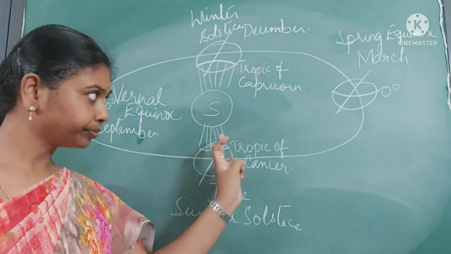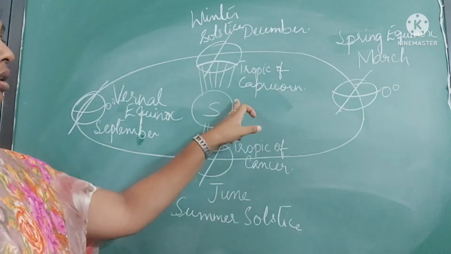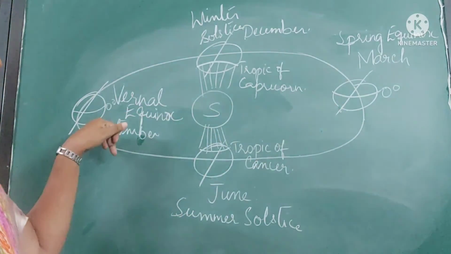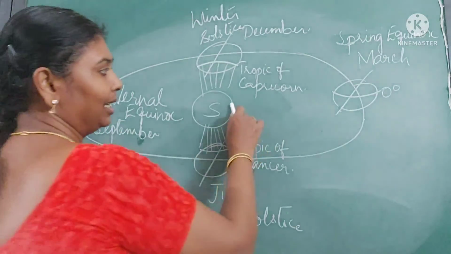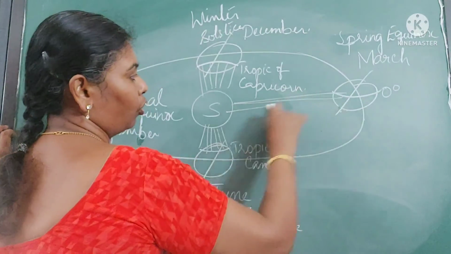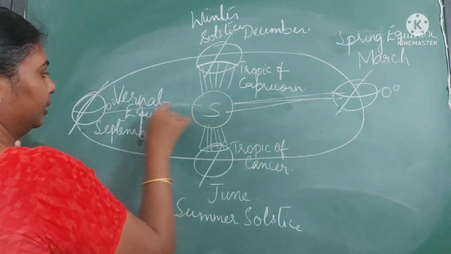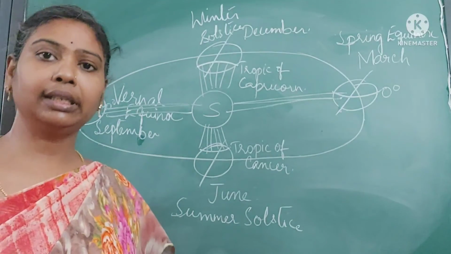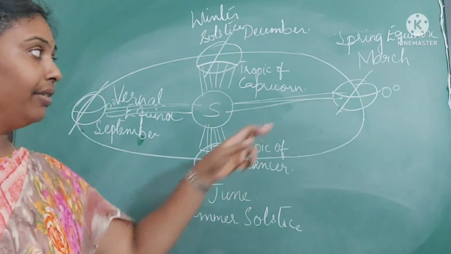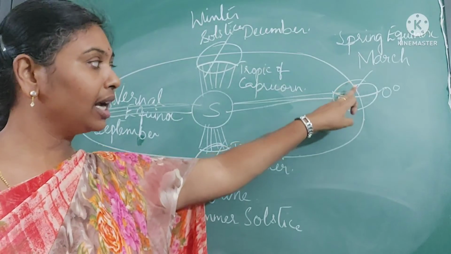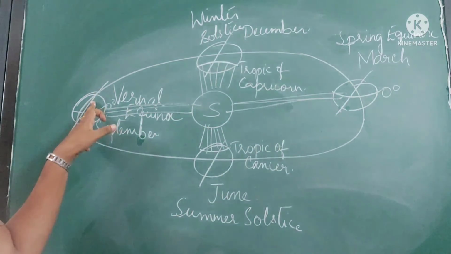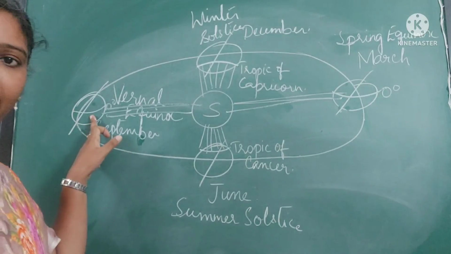So in March and September, the sun rays will be exactly falling over the equator, and we will be having equal nights and equal days. Here also equal nights and equal days, right?